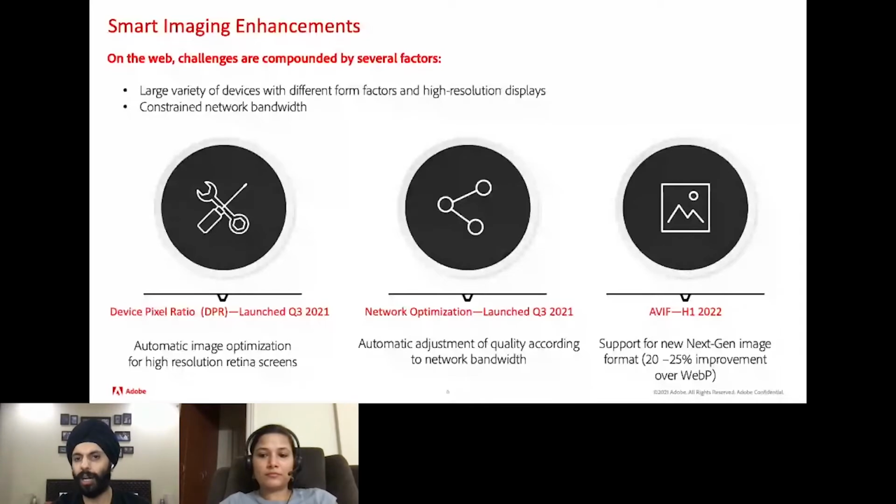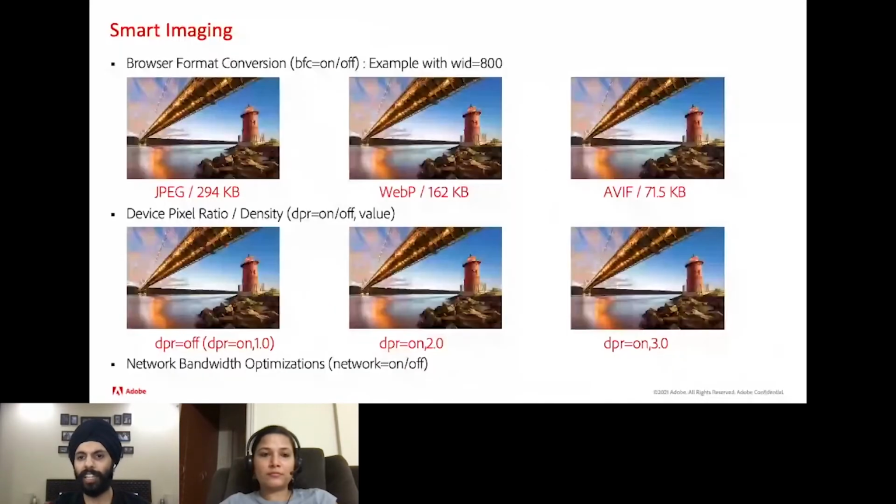But how do all these capabilities actually work? Let's have a quick look. I'll break smart imaging capabilities into three parts. First is browser format conversion, that is BFC. Second is device pixel ratio, DPR. And last is network bandwidth optimization.